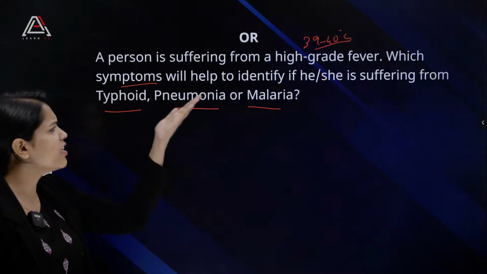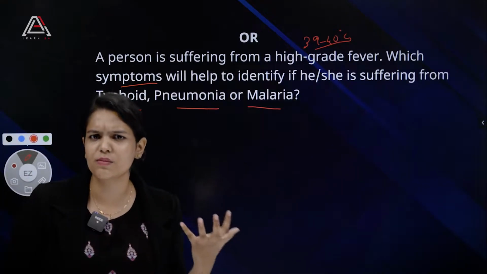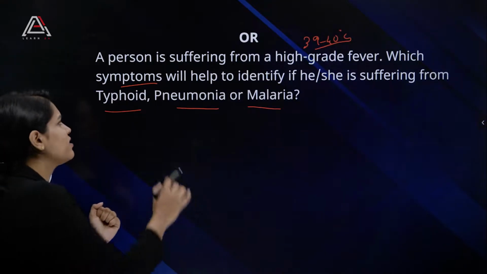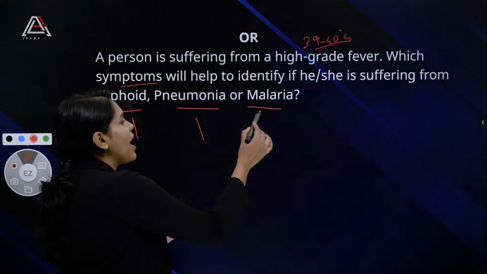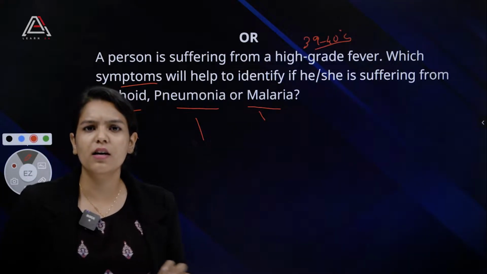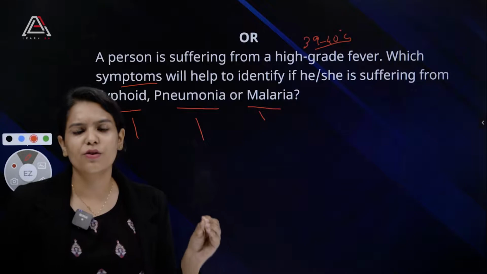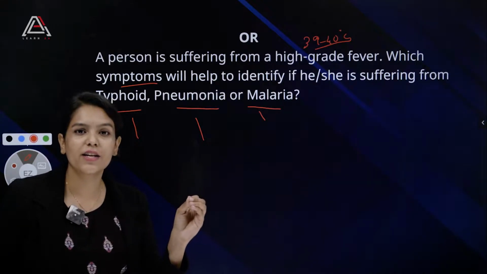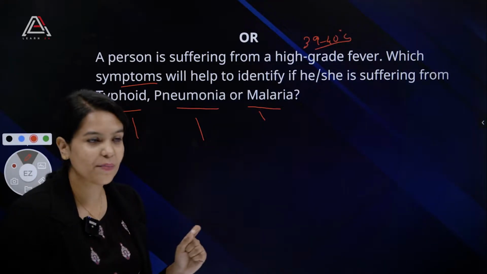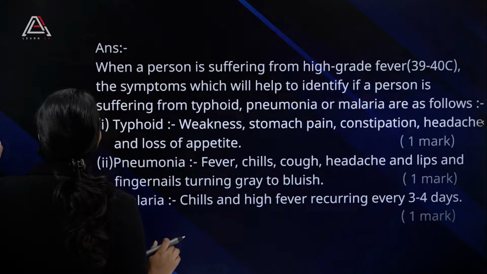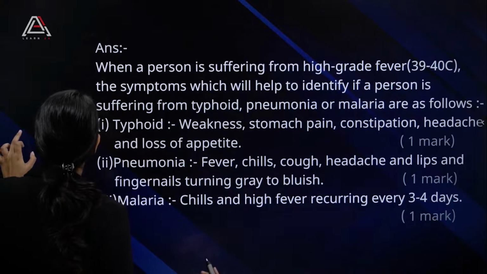In this question they are just asking what symptoms are present in a patient who is suffering from typhoid, pneumonia and malaria. You just have to give the symptoms which you have studied. These symptoms you have studied in the Human Health and Disease chapter, right? So let's see the answer and see what symptoms they have mentioned here.